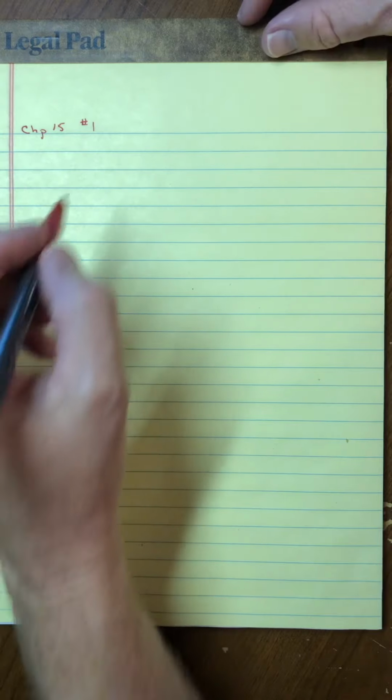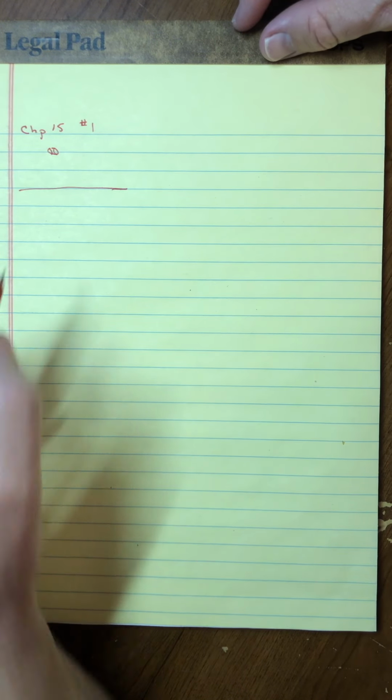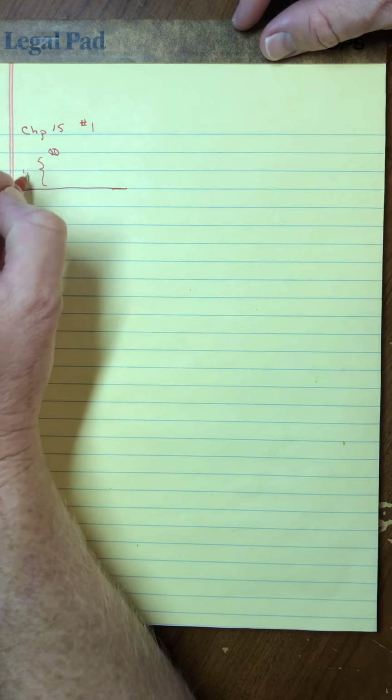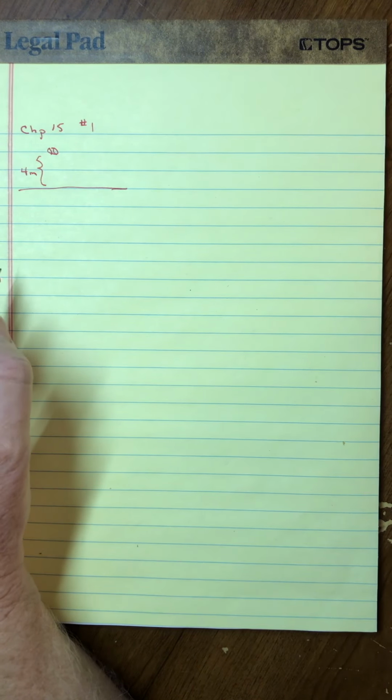It simply says this. It says you have a ball, so I'll make a little baseball here, and say a ball is dropped from a height of 4 meters. Okay, so 4 meters. And makes an elastic collision with the ground.